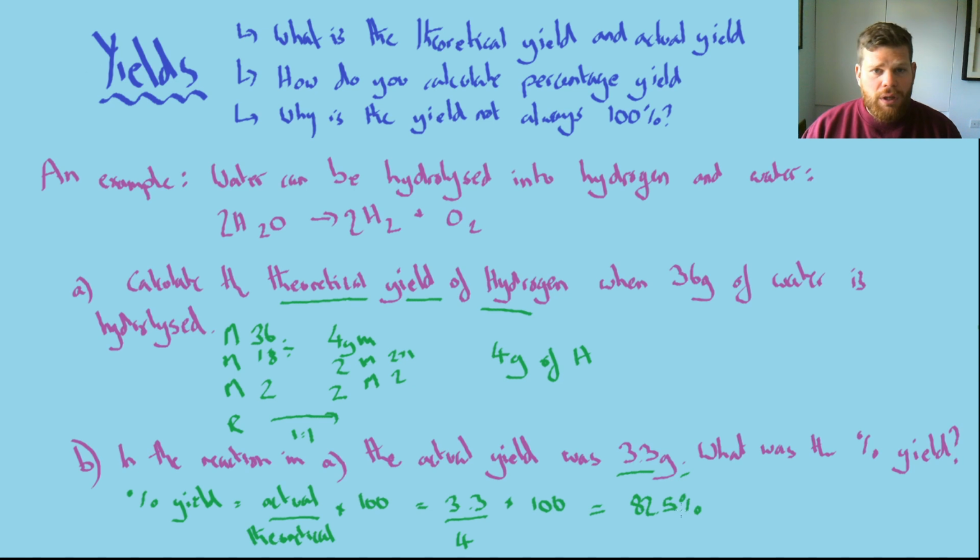So therefore, we can say that the percentage yield of this reaction is 82.5%. So there's an example question. We've got one last thing to cover.